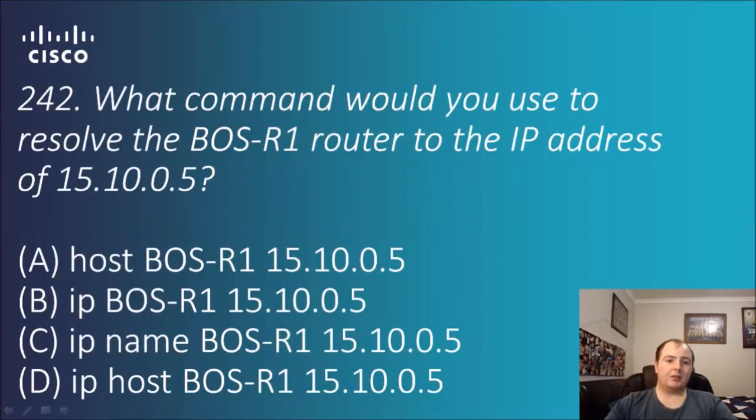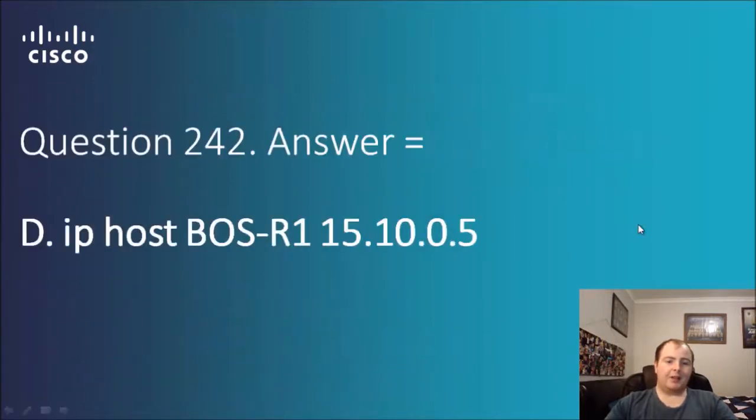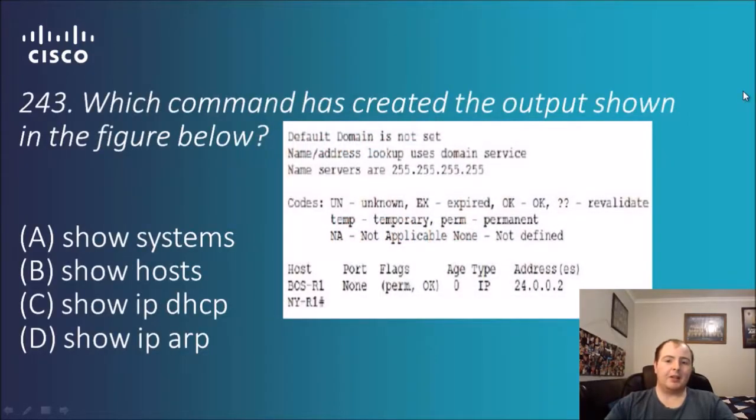242. What command would you use to resolve the BOS R1 router to the IP address of 15.10.05? Got another lot of commands here: host BOS R1, IP BOS R1, IP name BOS R1, and IP host BOS R1. What command would you use to resolve the name? So it would be D, IP host BOS R1. It's a lot about syntax with these questions, really, and being able to remember them and apply them in the right situation. So that's the answer for that one.